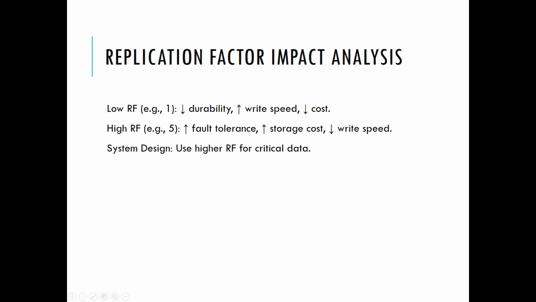What happens when you change the replication factor? A low replication factor, such as 1, speeds up writes and saves storage costs, but at the expense of durability. Conversely, a high replication factor, say 5, increases storage consumption and slows down writes but significantly enhances fault tolerance. For system design, it's essential to strike the right balance. Use higher replication for critical data sets and lower replication for test or temporary data where durability is less important.